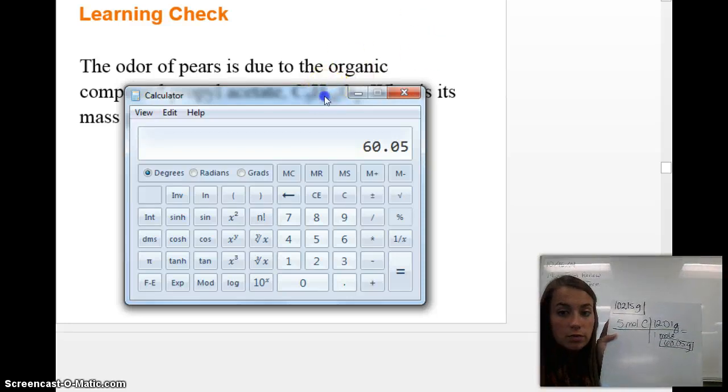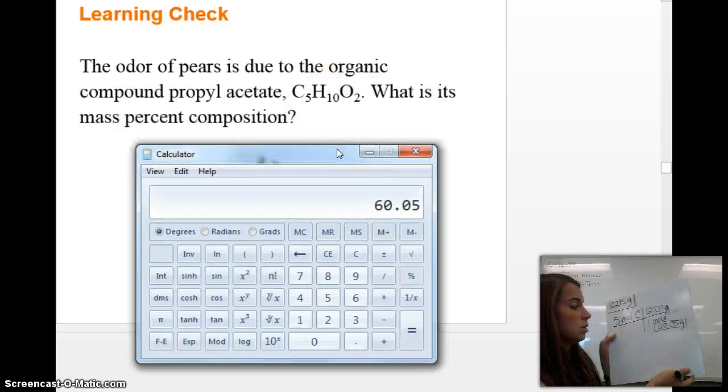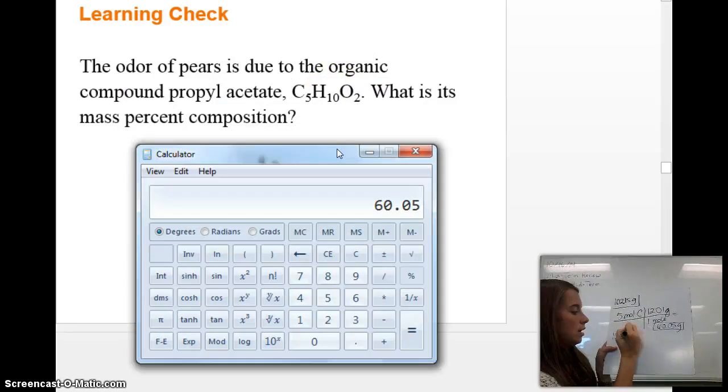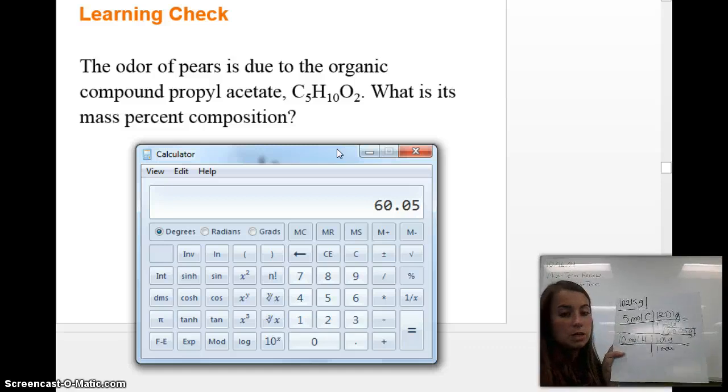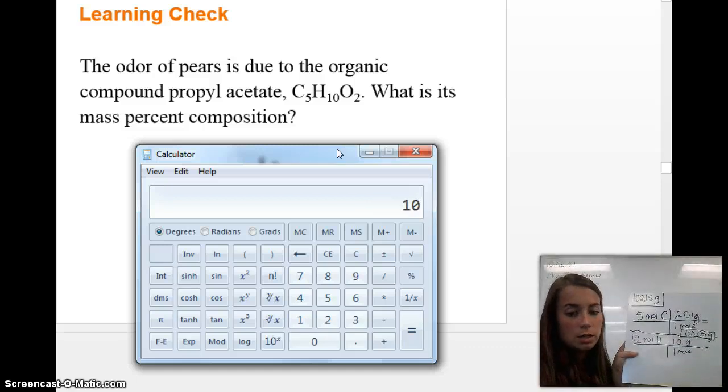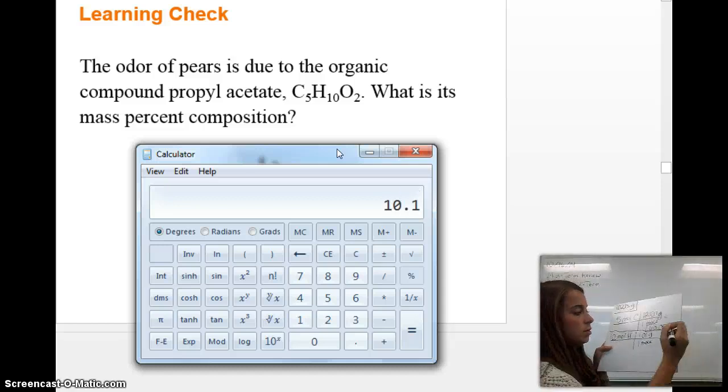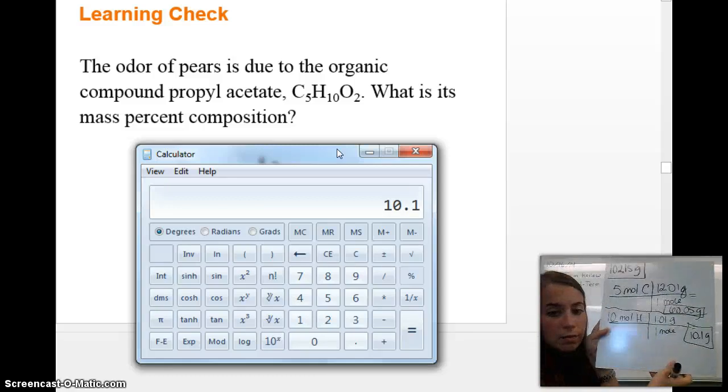Now let's do that again for the hydrogen and the oxygen. So hydrogen is 10 moles of hydrogen, and we need to find that one's mass. Well, we know that 1 mole of hydrogen has a mass of 1.01 grams. What is 10 times 1.01? 10.1 grams. So that's the mass of the hydrogen in here.